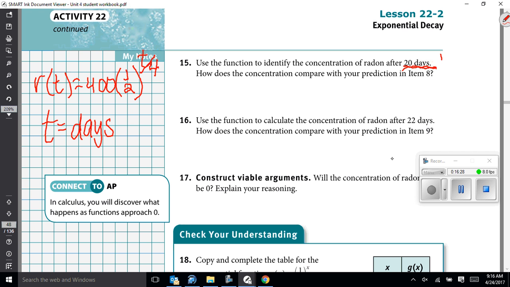And so we get, how much is it? 50? Is it 25 for this amount, if T equals 20 days? 25.